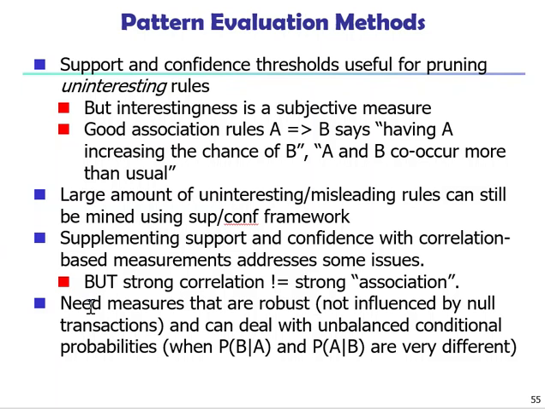So ideally, we want measures that are robust, that are not influenced by non-transactions, and that can deal with unbalanced conditional probability, when the probability of B on the condition of A and the probability of A on the condition of B are very different. So we're going to see some of the measures that achieve both. Along the way, we're going to introduce the concept of non-transactions and the unbalanced ratio. I think it's called Imbalance Ratio, actually.